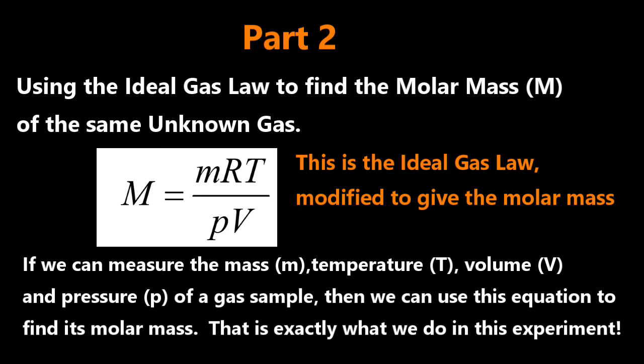Okay, so for the second part, we're going to use a modification of the ideal gas law that we derived in class. So here's the formula for the molar mass of a gas. It's equal to MRT over PV, which means that if we're able to get a gas sample that we know the mass, the temperature, the volume, and the pressure of, then we can combine those things in that equation and find the molar mass of that gas.